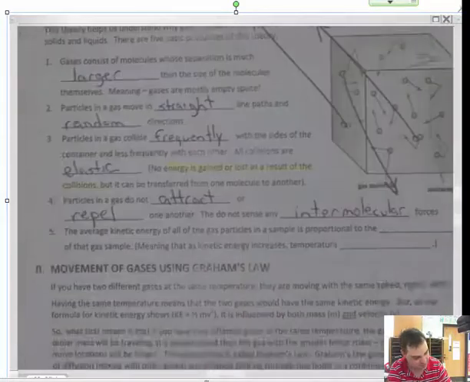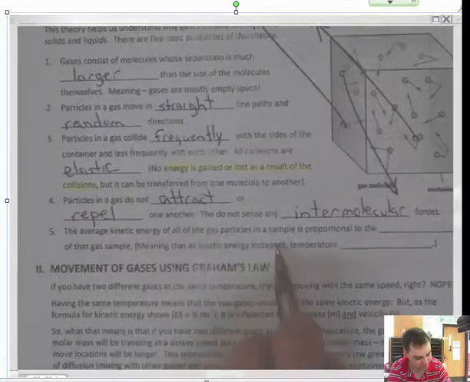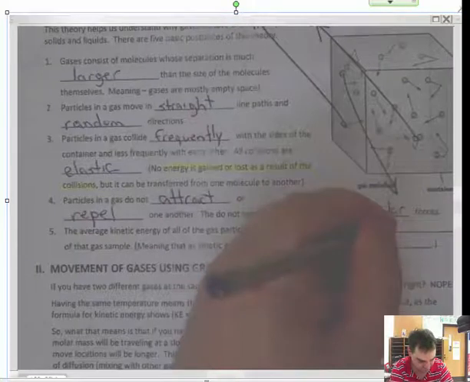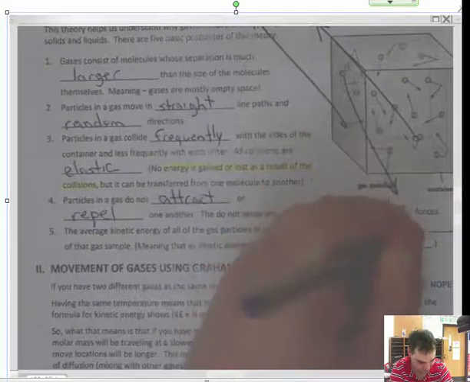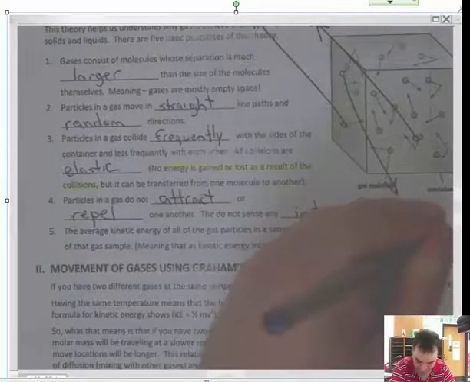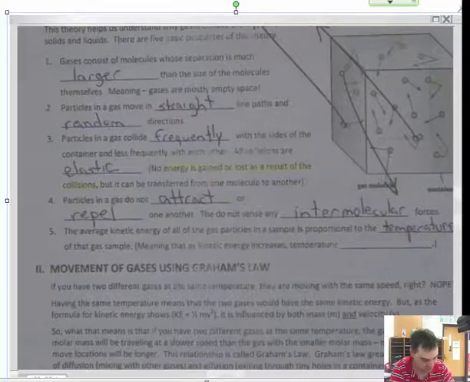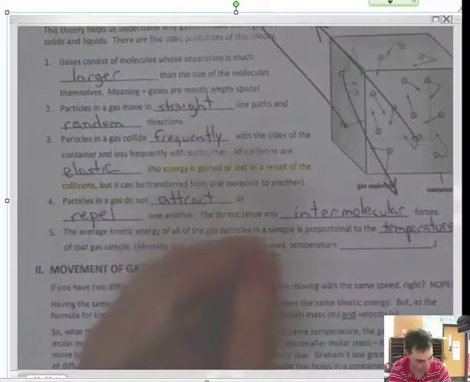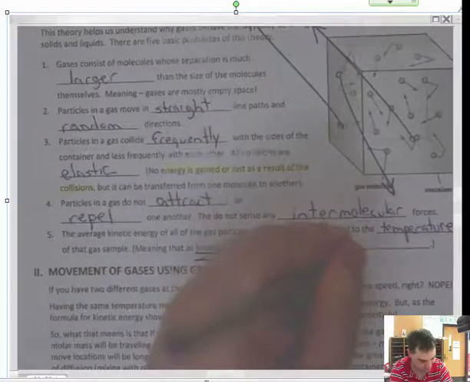And the average kinetic energy of all the gas particles in the sample is proportional to the temperature of the gas, meaning as the kinetic energy increases, the temperature increases.